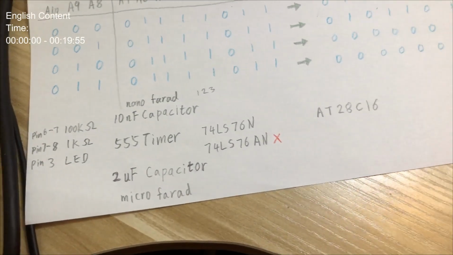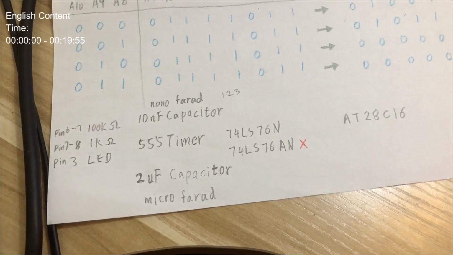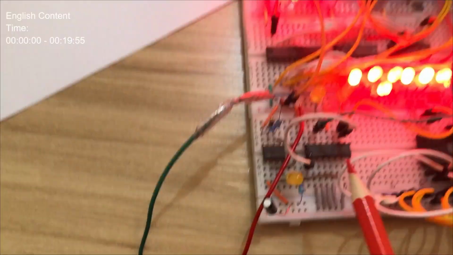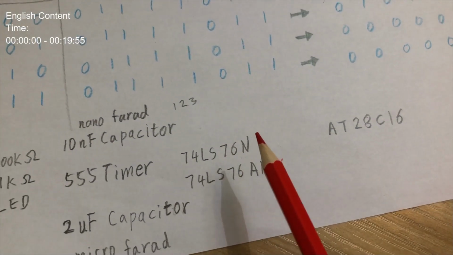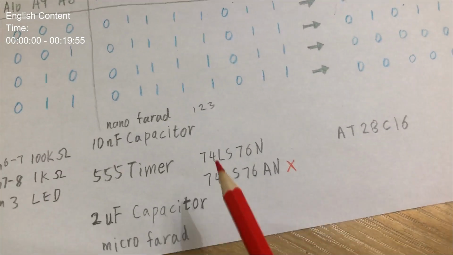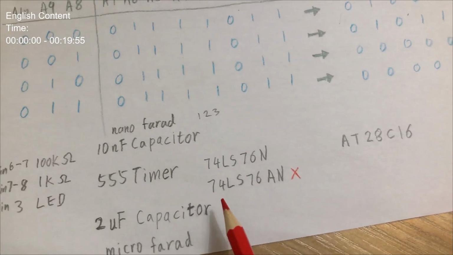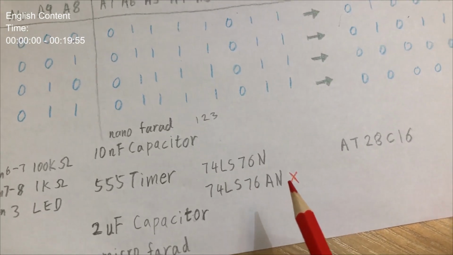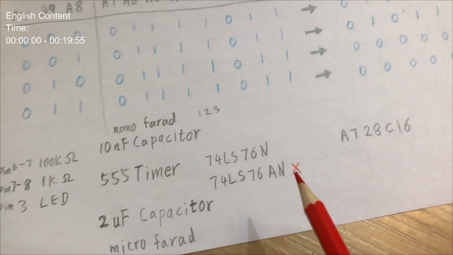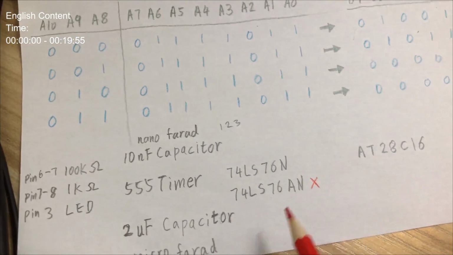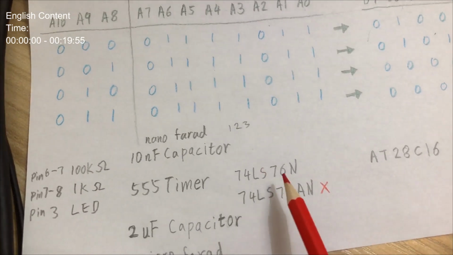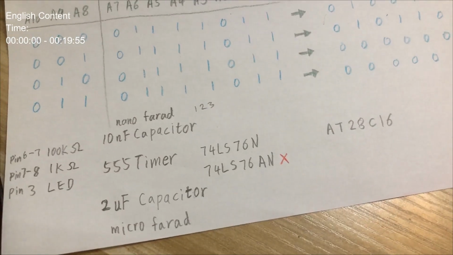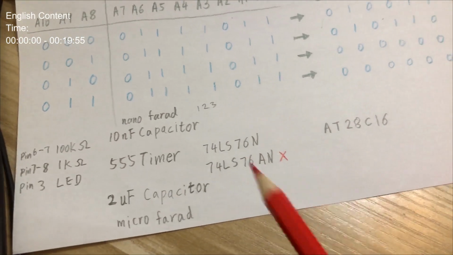And here we have this chip. This chip is 74LS76N, and there are two types of this one. One is 74LS76AN. That is not what we want, because it will reverse the output from this one. So be careful for that. Don't mistakenly take the wrong part.